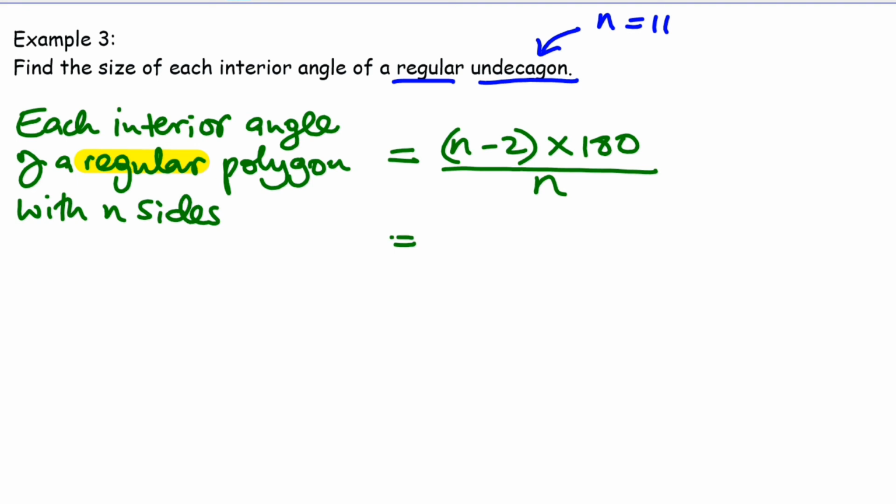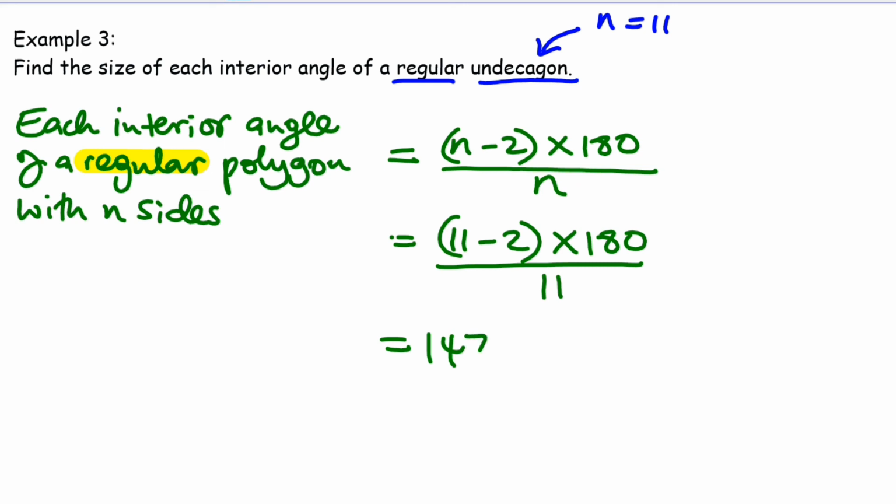So the next step is just plugging in n, which is 11, in place of n. So we'll have 11 minus 2 multiplied by 180 divided by 11. Just plug that in your calculator and you'll get 147.3 degrees to one decimal place.